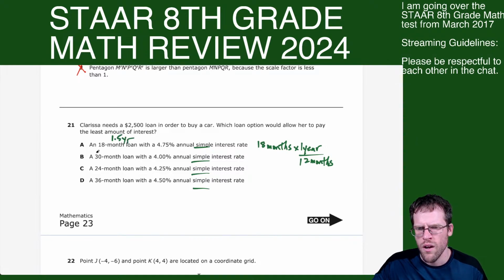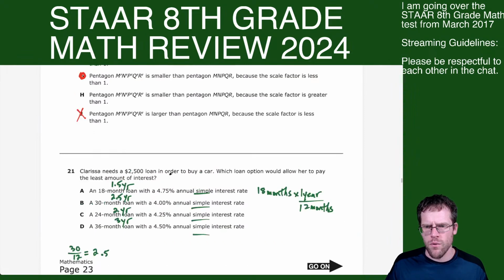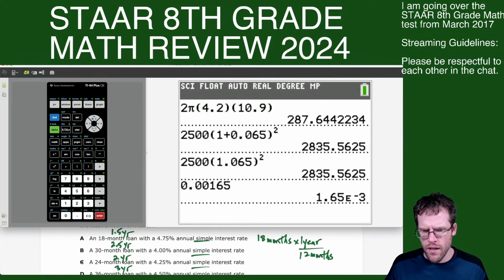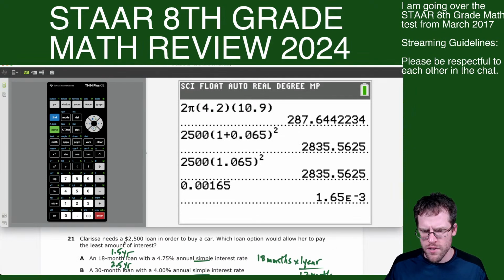This one, 30 months, if you do 30 over 12, you could use a calculator for this, it's going to give you 2.5. So this is 2.5 years. 24 months is exactly 2 years. Just do divide by 12, and this is exactly 3 years. So that's what I want to keep in mind when I use the calculator for this part. So now what I'm going to do is I'm going to take 2,500. So we have 2,500.